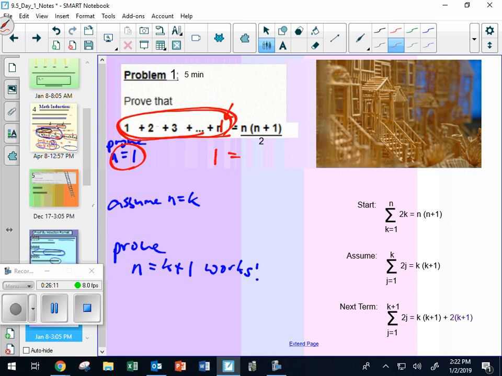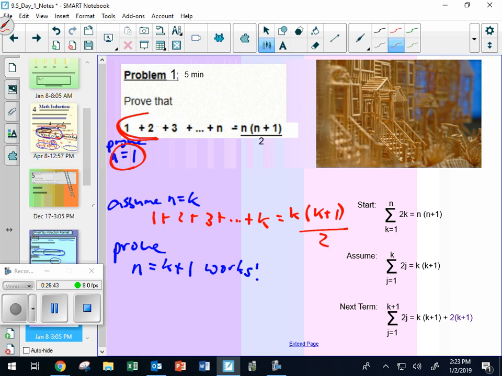Then I'm going to stick in n equals 1 over here. It's as simple as it seems. 1, 1 plus 1 over 2, and that means 1 equals 1. Yay, it's true. So I'm proving something. I proved it works for one term. Next step. Assume that n equals k. 1 plus 2 plus 3 plus ... plus k. That is easy. You just stick in a k.